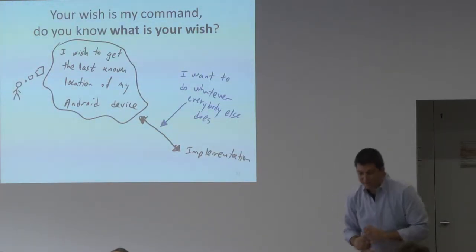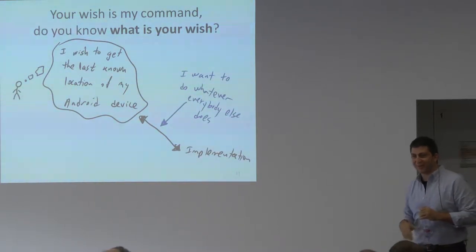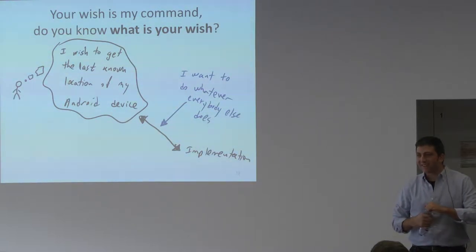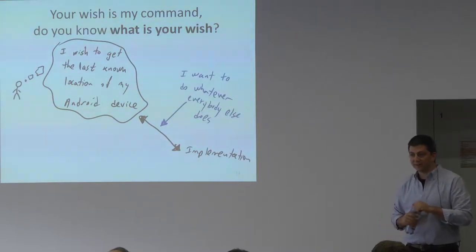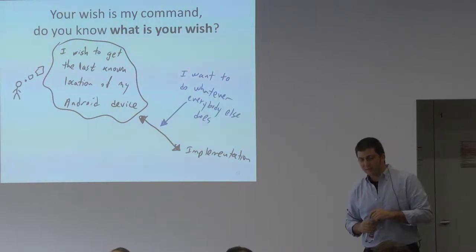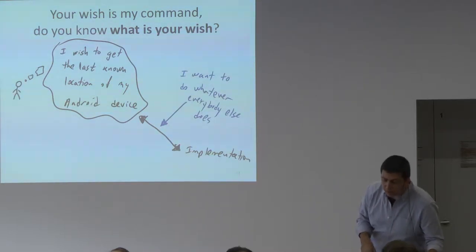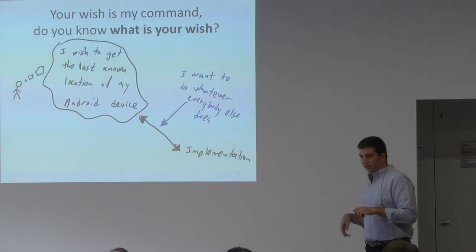All right, so another thing is that your wish is my command. This is, again, I tried to replicate Victor's slide with my limited abilities. So here's an example of, I wish to get the last known location of my Android device. All right, so that's my spec. But I argue that I actually don't know what my wish is, because when you say I want to get the last location of my Android device, you're missing some part. Let me show you why.